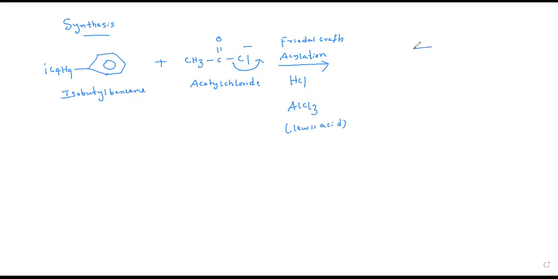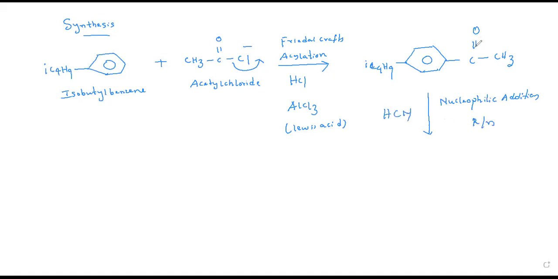So what is the intermediate compound you are going to get here? The same isobutyl group you can write. Here it will be C double bond O CH3, because one of the hydrogen and chlorine has been removed in the form of hydrochloric acid. So this is a perfect example of Friedel-Crafts acylation reaction. Next, this intermediate compound will undergo nucleophilic addition reaction in the presence of hydrogen cyanide.